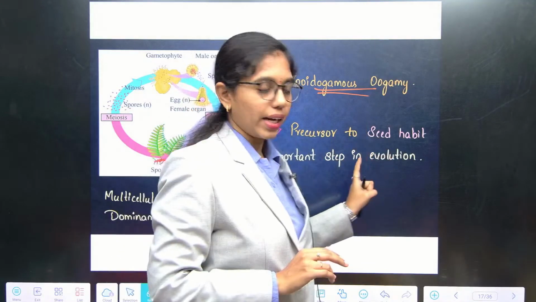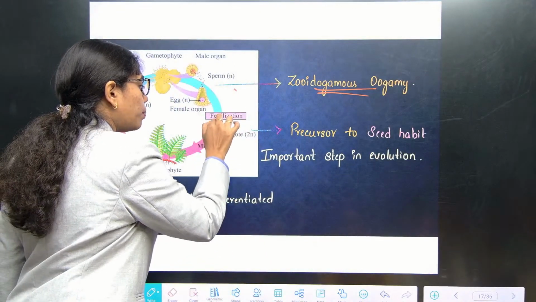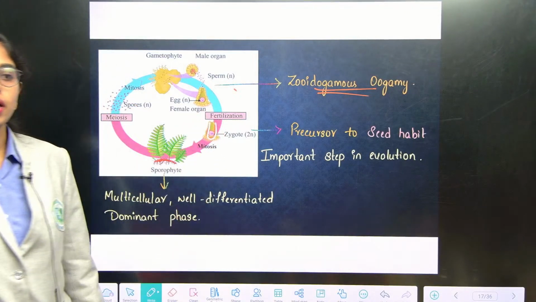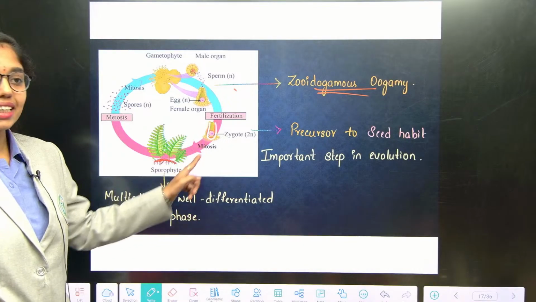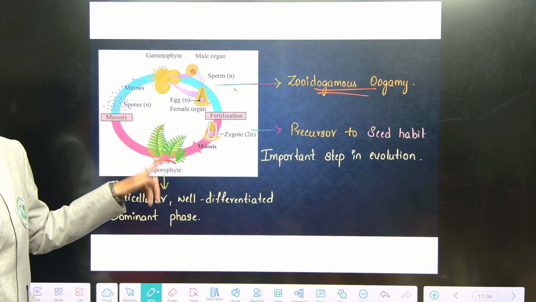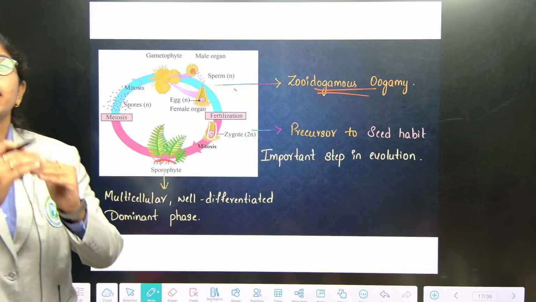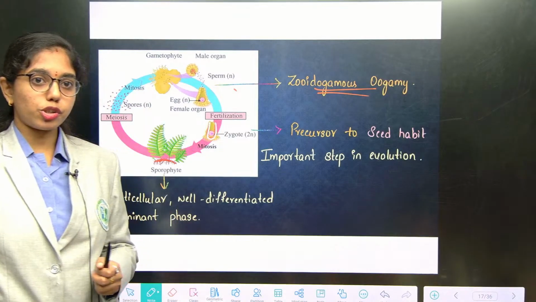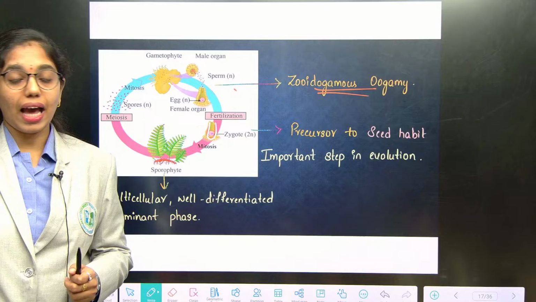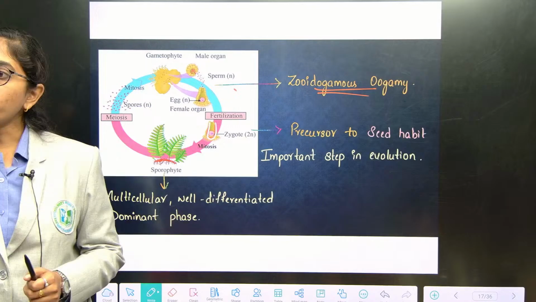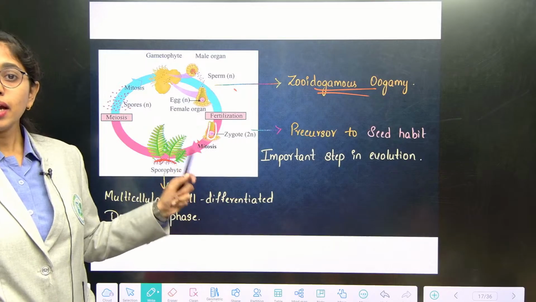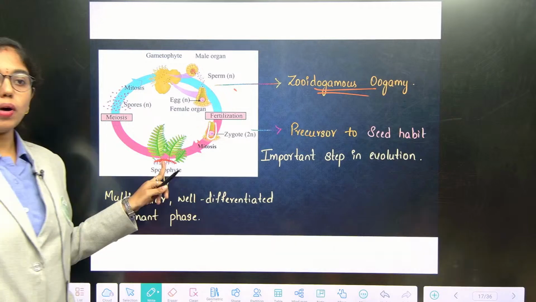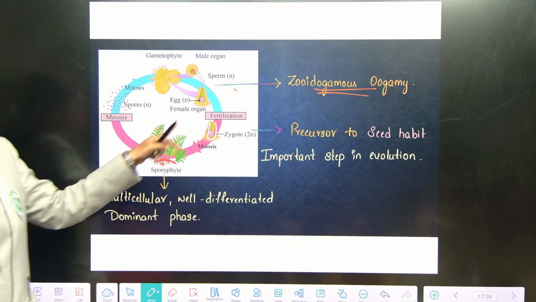But here in pteridophytes, the embryo stays for a certain variable period of time. For some period, the embryo is staying inside the archegonia. But that will not sustain for a longer time because the female gametophyte doesn't have any integuments to protect the embryo. Does it have any integuments? No. Whereas if you see the ovule in angiosperms, it has integuments to protect the embryo sac. But here there are no integuments. That is why the embryo sustains only for a certain period of time. And then the embryo develops into what? Sporophyte. Clear till here? Zooidogamous oogamy.